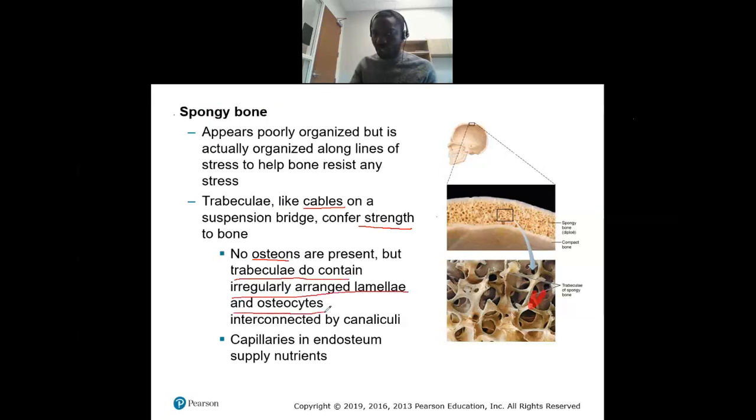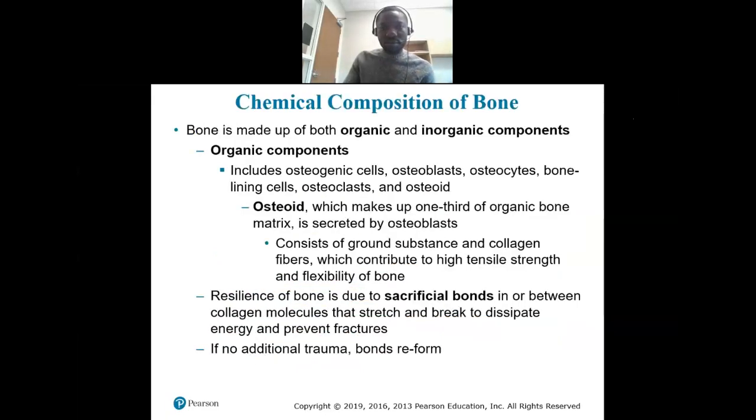So the lamella is there. The lacunae is also there because osteocytes are there. And you see, they are connected by canaliculi, which connect the trabecula to the lacunae. So just exactly like what we have in compact bone, we still have it here as well. Capillaries in the endosteum supply nutrients. That's still the same orientation. The only difference is trabecula is what we have here, but in compact bone we have osteon and we have the central canal.